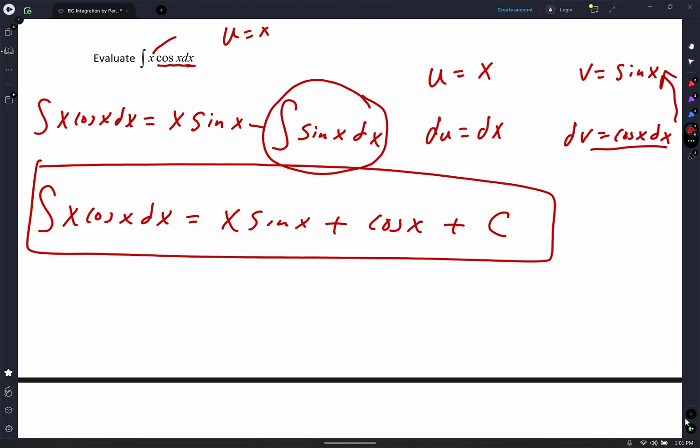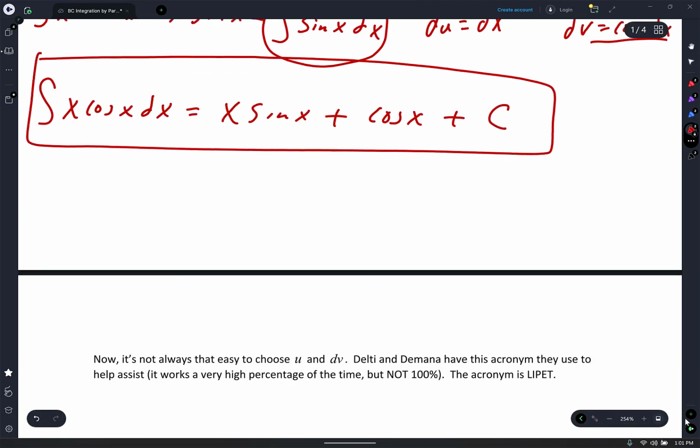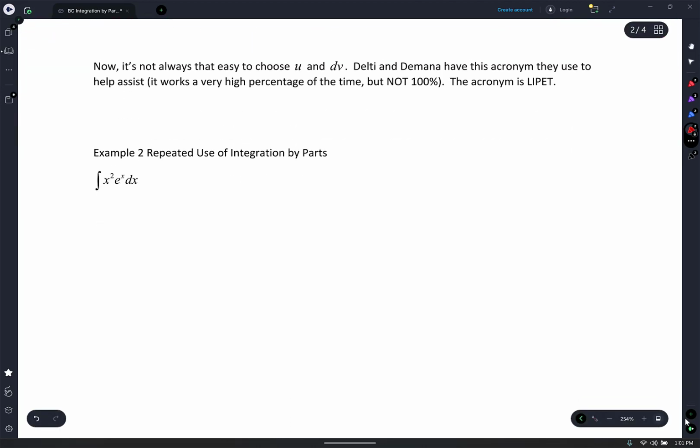Yeah, sometimes you have to do something called the tabular method, but we're not there yet. We have to wait until we're more advanced. All right, here we go. I'll give you a little trick here.